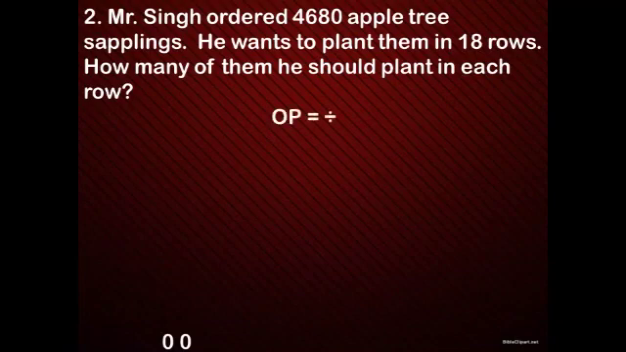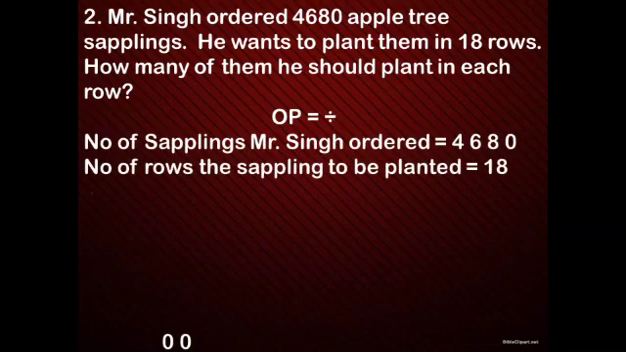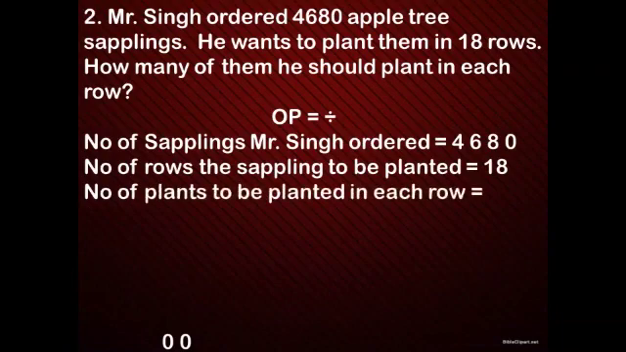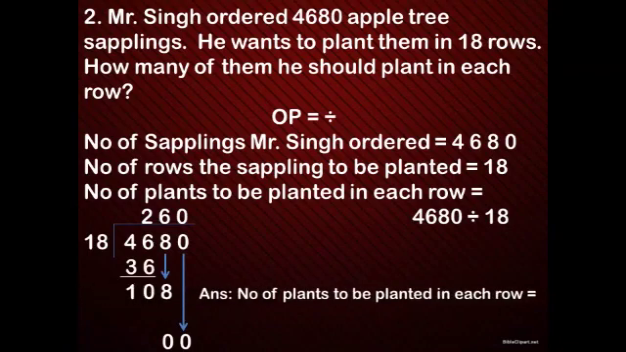Let us write the statement now. Number of saplings Mr. Singh ordered is how much? 4,680. The number of rows the saplings are to be planted in is 18. So the number of plants to be planted in each row is 4,680 divided by 18. When you divide these two numbers, you get the answer as 260. 260 is what? It is the number of plants to be planted in each row. After finding out the answer, what do you do? Take down and write the answer as: number of plants to be planted in each row is equal to 260.